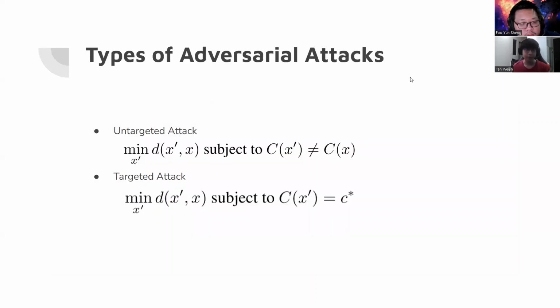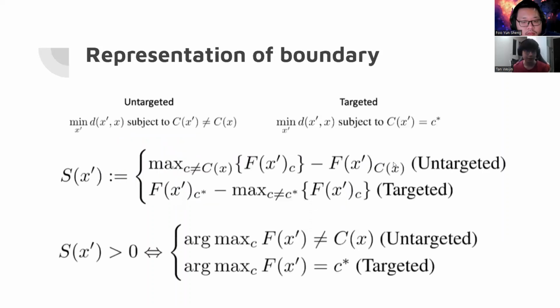Adversarial attacks can also be grouped by their attack objective. Untargeted attacks can be defined as the following optimization problem, where we aim to minimize the distance between the perturbed image X prime and the corresponding original image X, subject to the constraint that the label of the perturbed image is different from the original image. The targeted attack aims to minimize the distance subject to the constraint that the label of the perturbed image is a given target class C star.